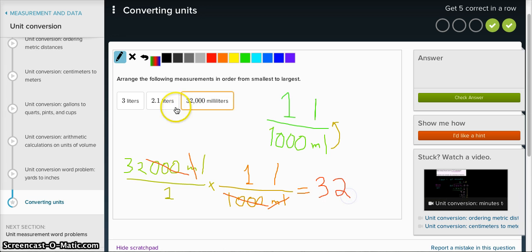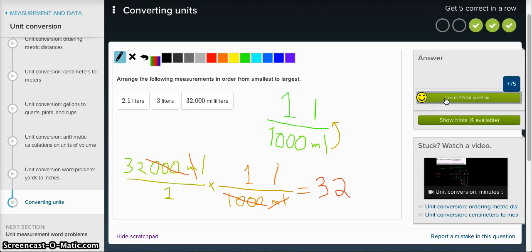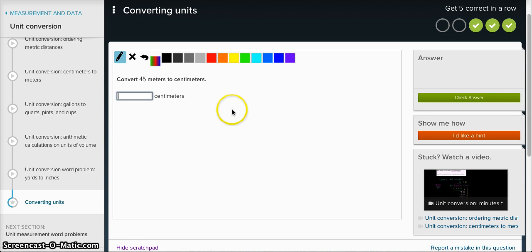So this one right here is the greatest, and it says from smallest to largest. So there we go. There's smallest to largest. There you have it. So hopefully I've given you enough information that you can do this on your own.